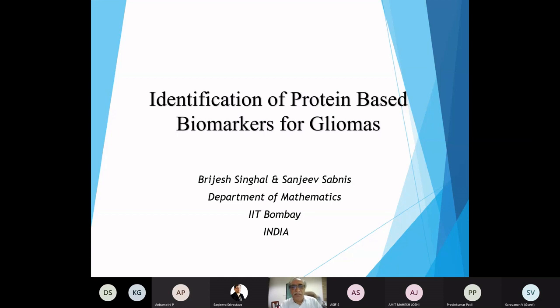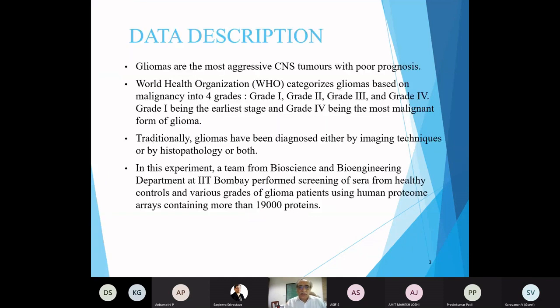I'm going to be talking about identification of protein-based biomarkers for gliomas. This work has been done with one of my MSc students. His name is Single. Okay. So first, let me give you some idea about the data set that was provided by Professor Srivastava's lab.